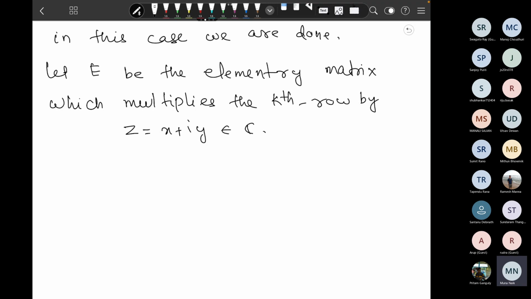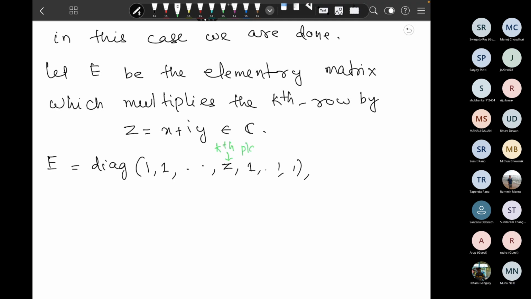So let E be the, and what will be the E? This E will be the diagonal of 1, 1, 1, and this will be Z, and the rest are 1, 1, 1. And Z will be in the kth place, right? And the determinant of E will be Z. So this is by default.